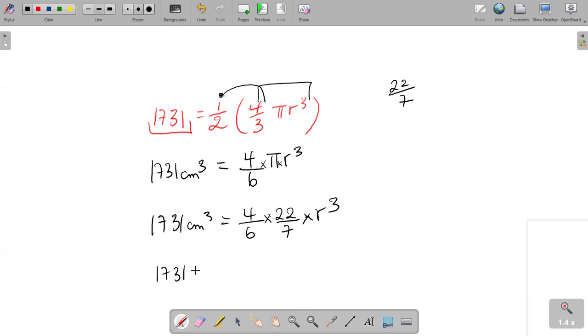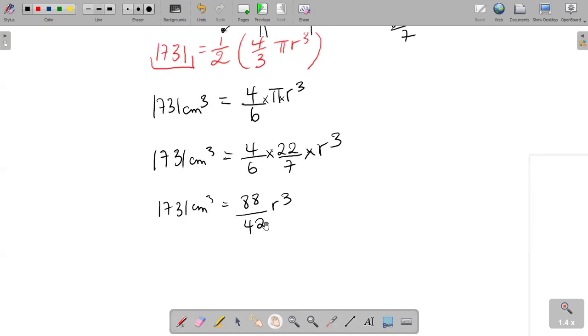I need people with the calculators on standby. Let's go. 4 times 22 is 88. 6 times 7 is 42. 42 r cube. Okay, how do I get rid of this now? The first thing I would do is get rid of the denominator. This means divided by 42. So what would I do? I would multiply by 42 on both sides, right? Because what does that do? That gets rid of divided by 42.